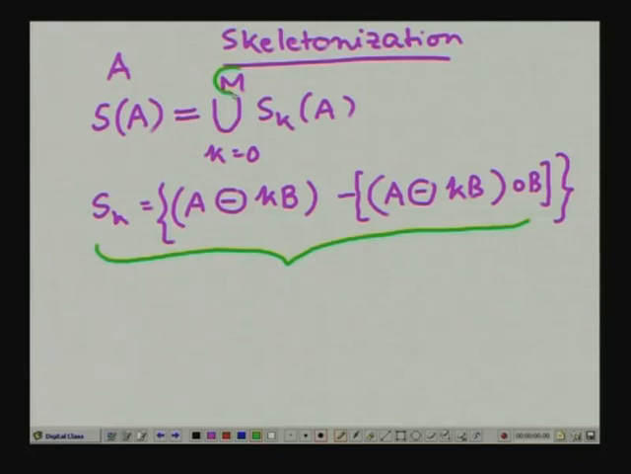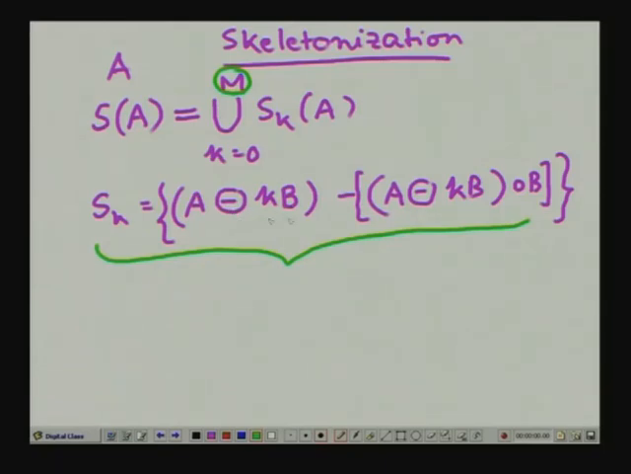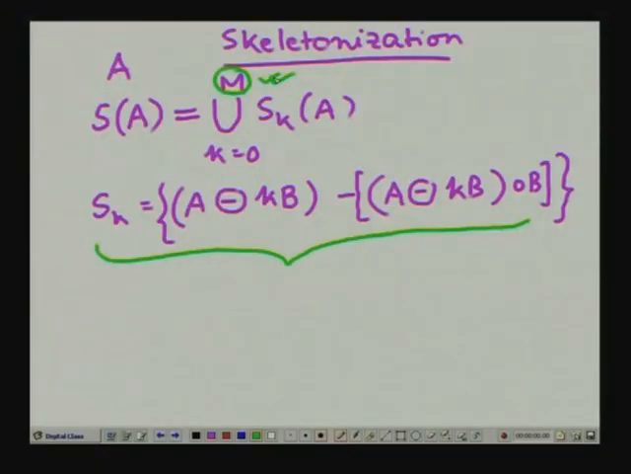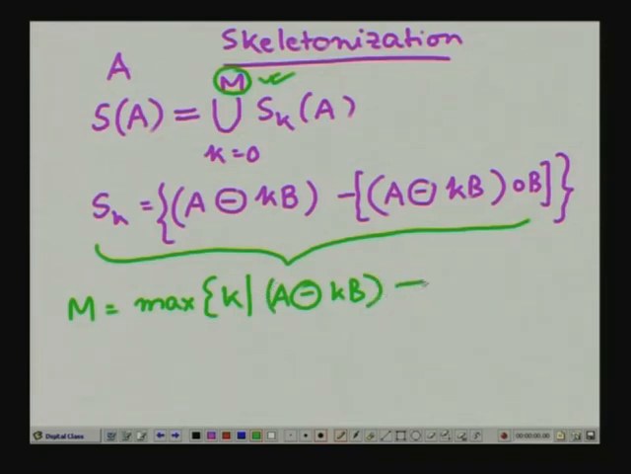Now, this capital M in this particular case indicates the last iterative step. When I do this A eroded with k B, this indicates that A is eroded with the structuring element B for successive k number of times. And this capital M indicates the last iterative step before A erodes to an empty set. So, we can define M as the maximum of k such that A eroded with k B is not equal to a null set. So, this M indicates the maximum number of iterations before our given set A erodes to a null set.